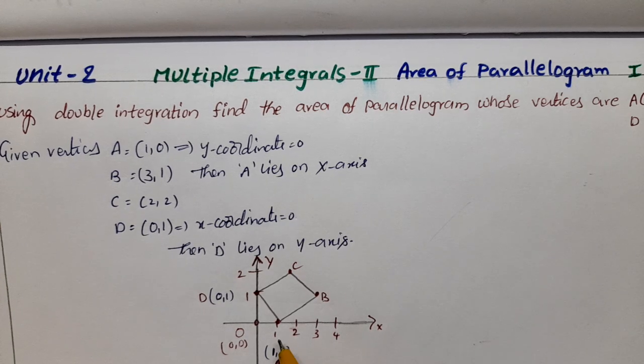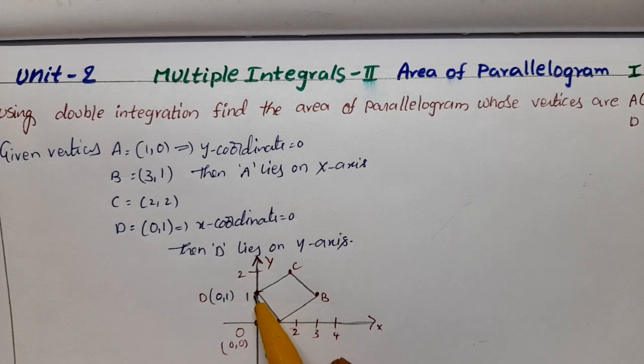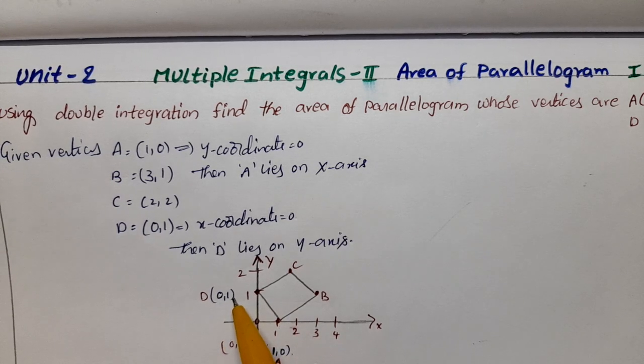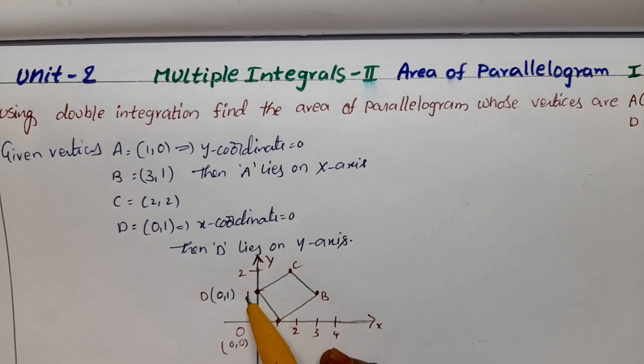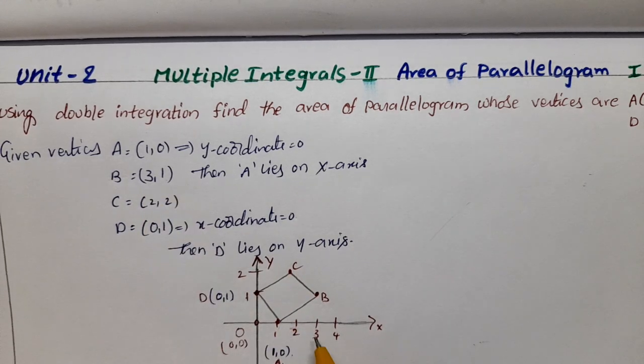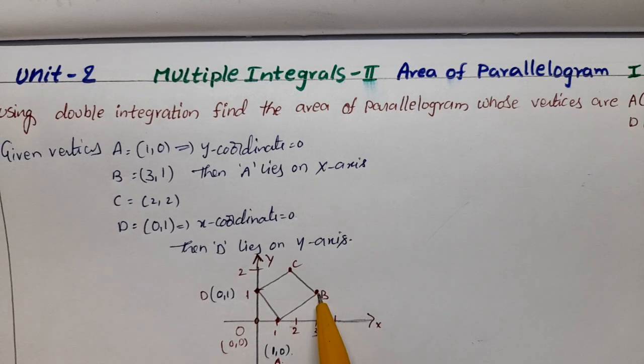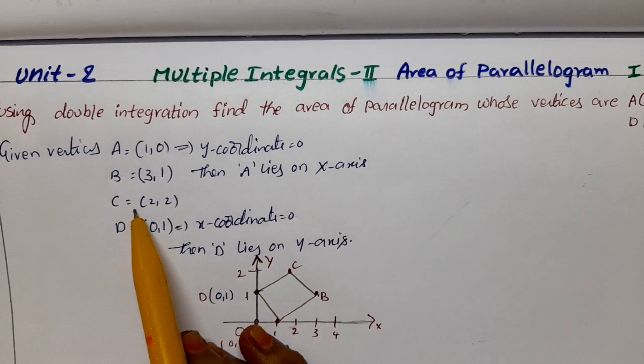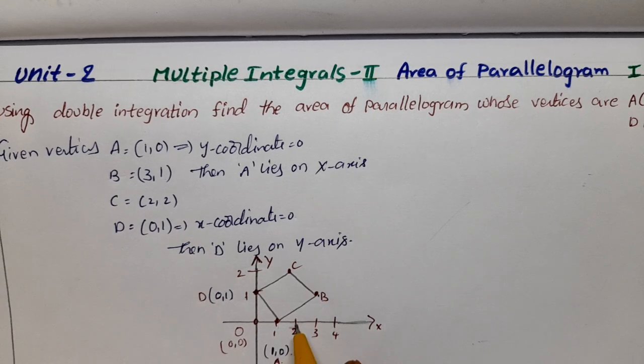On the x-axis, take the numbers 1, 2, 3, 4. On the y-axis, take the numbers 1, 2. On the x-axis, the y coordinate is 0, so number 1 can be represented as the point (1, 0), and the number 1 on the y-axis can be represented as (0, 1). This is point A, this is point D. Now B point (3, 1): x value 3, y value 1. This is B. Next C point (2, 2): x value 2, y value also 2. Therefore, the diagram is like this.